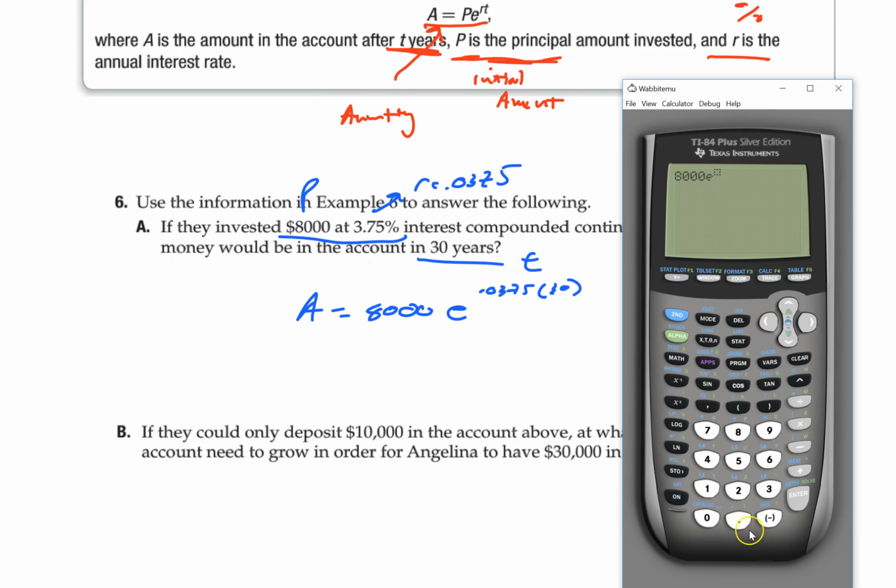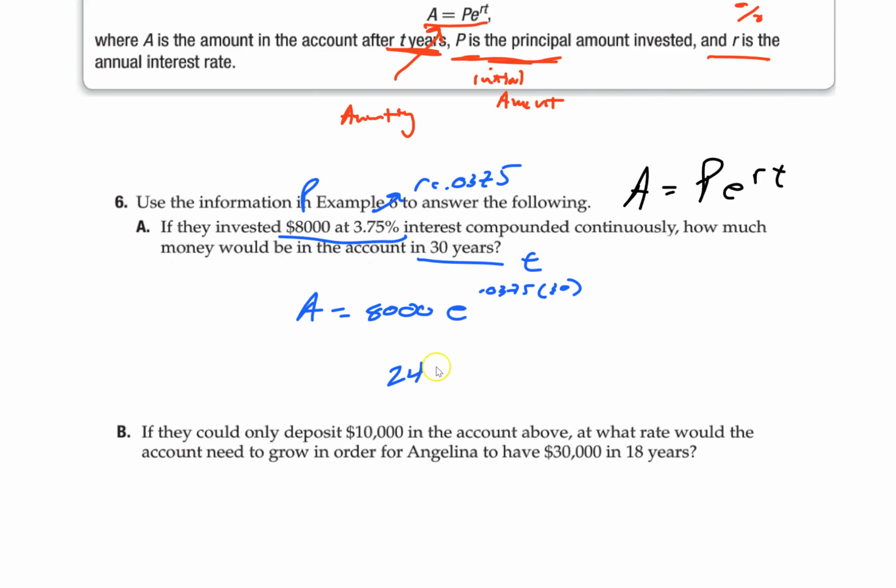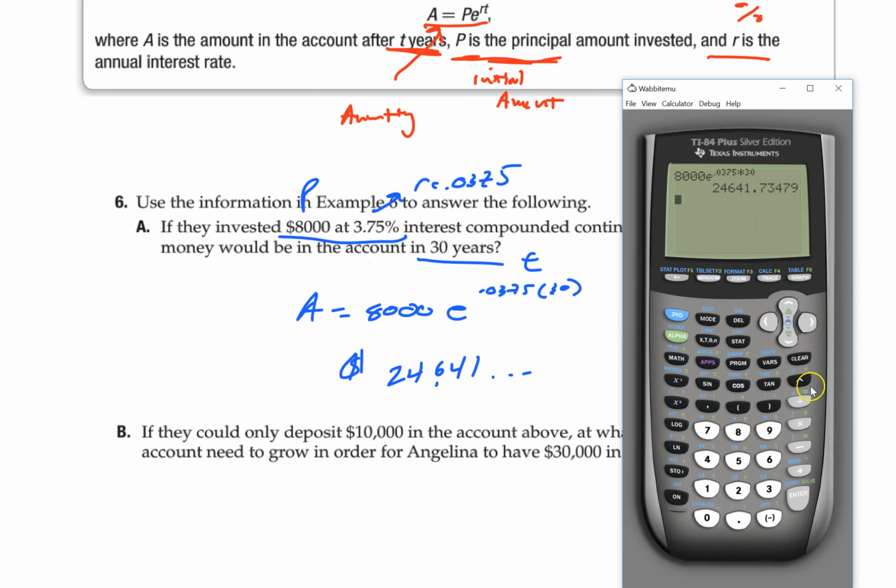So e to the 0.0375 times 30, and you get about 24 grand. So you make quite a bit of money, much better than we did before. Sorry, I forgot about the natural log. If you want to find what the natural log of 5 is, you take the natural log. That's what ln is, and there you go, natural log of a number.